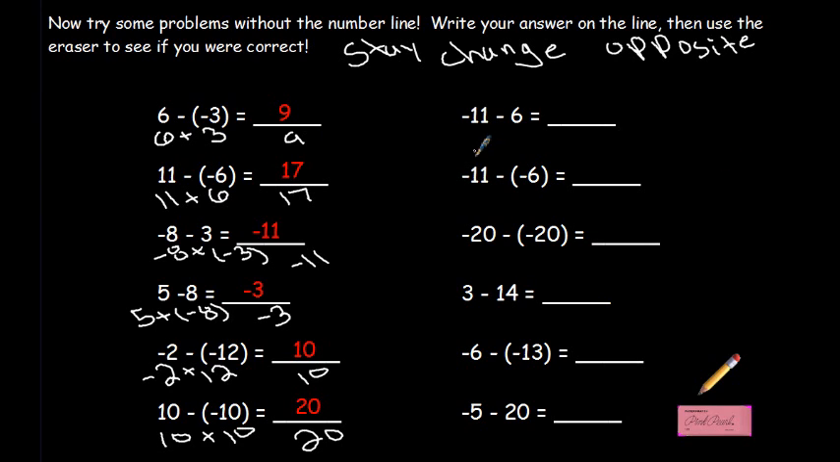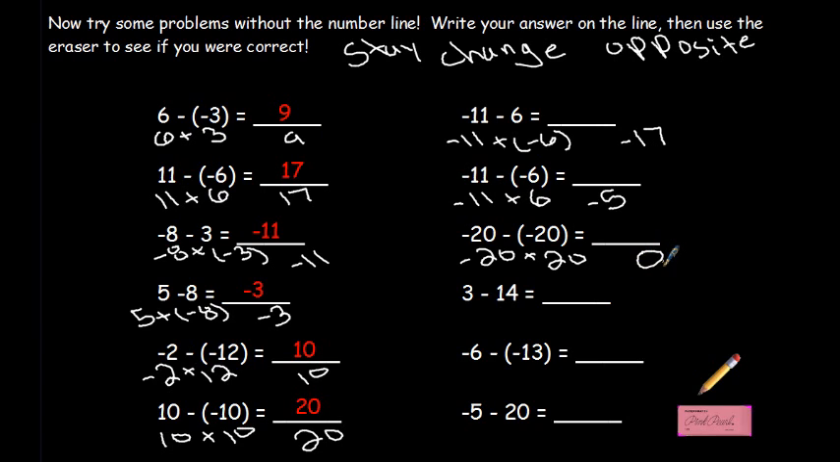Alright, now we also have negative 11 minus 6. So stay, change, opposite, same signs, keep the sign of what you had. Negative 11 plus positive 6, different sign, subtract, so that's 5, keep the sign of the bigger one. Stay, change, the opposite of negative 20 is 20. Different signs, so subtract, 20 minus 20 is 0. You can't have a negative 0 or a positive 0, so we're just going to leave it like that.